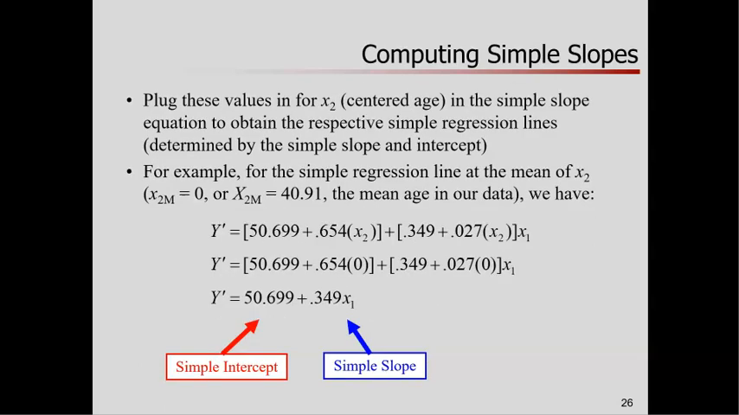Okay. So I'm going to plug in these chosen values for x2 into the simple regression formula. So here's my simple regression formula. This is that simple intercept and simple slope. I'm going to plug in a value of x2. Starting with the mean, the value of x2 at the mean, once centered, is 0. 0 times anything is 0. The simple intercept is just 50.699. How about the slope? Plugging in a 0 for x2 knocks out this term, and I'm just left with 0.349.